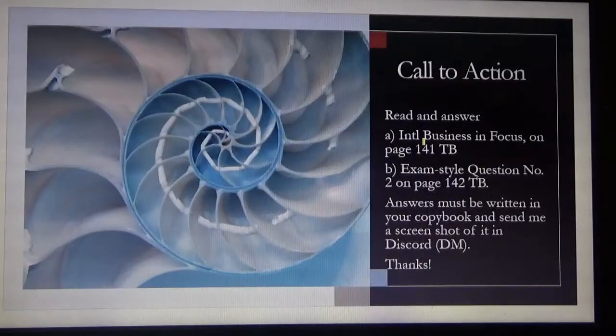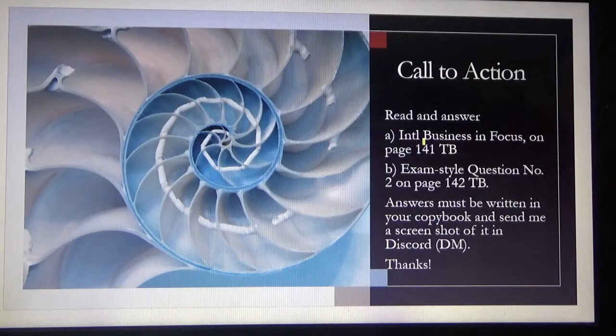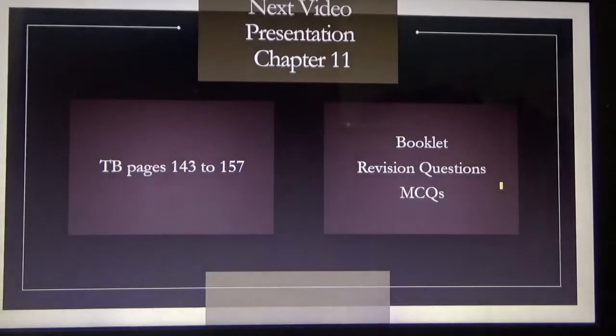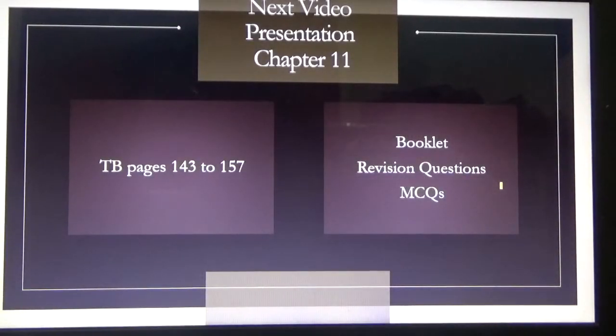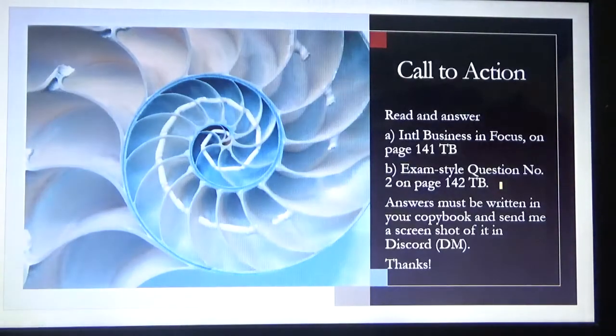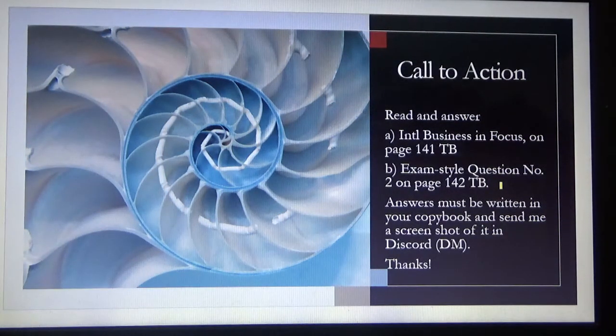Now let's have a reminder to what you're supposed to do after having this video presentation. You have to answer International Business in Focus on page 141 and the discussion points. Okay, for letter B, exam style question number 2 on page 142. And do you remember our activity? Activity number 10. No, it's I think 4. Yeah, it's 10-4. Yes. List the different brands of soap sold in your local shops. Okay, don't forget that one.